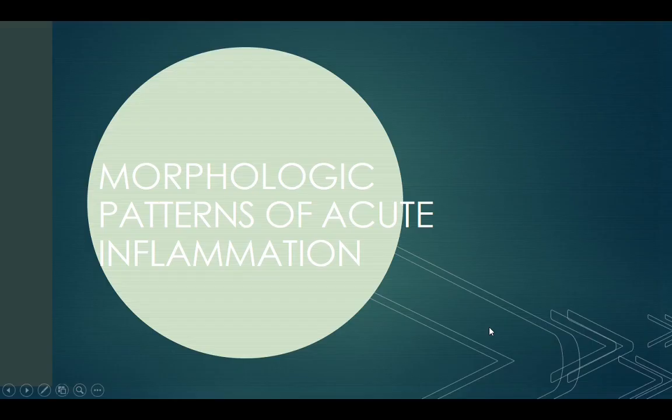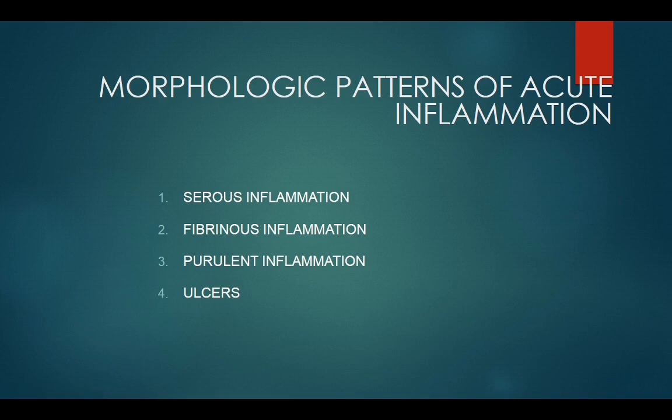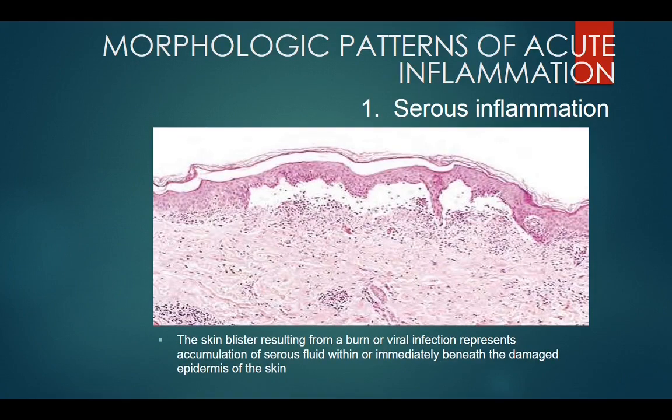So what are the morphological patterns of acute inflammation? There is serous inflammation, fibrinous inflammation, purulent inflammation, and ulcers. These are the morphological patterns which are formed in inflammation. Let's go to serous inflammation. Like we can see, there is a skin blister. This is the blister formed just below the epidermis, and it is dividing the epidermis into two layers.